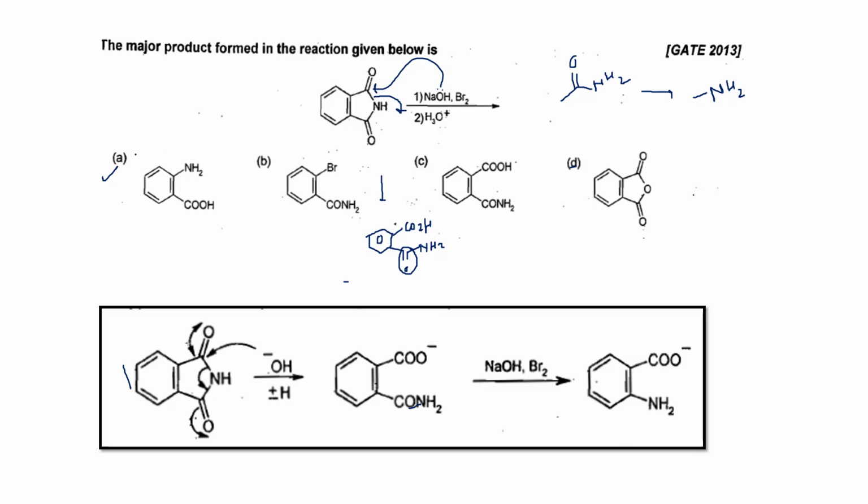That's simple. Understood, right? First OH minus is just opening the five-member ring. After that it is just a Hofmann degradation reaction.